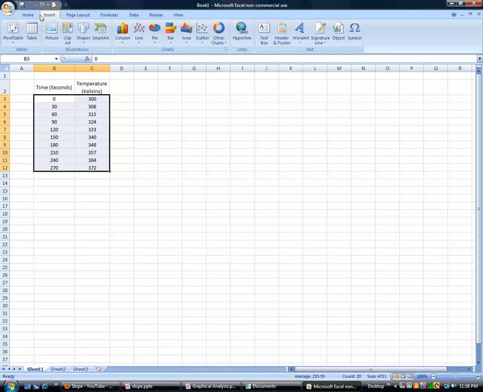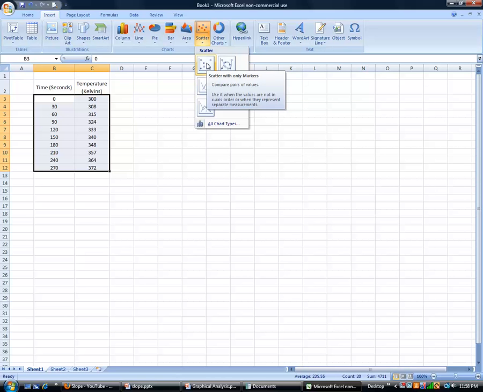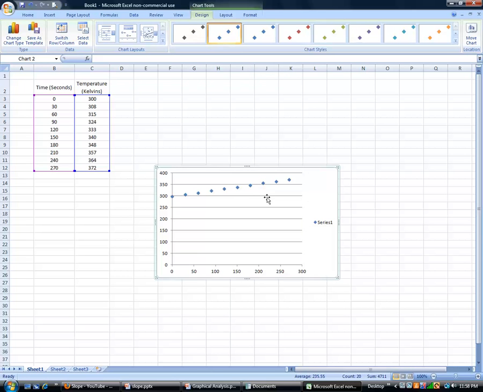You're going to click up here on Insert. We want to do a scatter plot. You want this first scatter plot right here with only the markers. All of these other ones, they do a connect the dot type of line, which we don't care about. So we're going to go ahead and put our points into here.